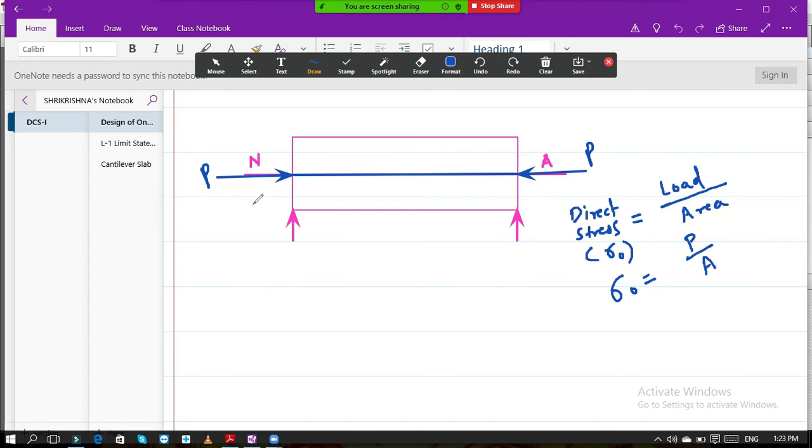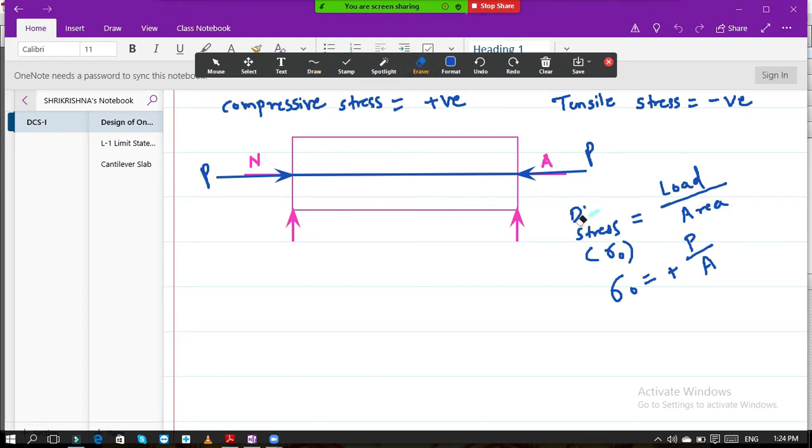Okay. And this force is a compressive force, hence the stress developed is compressive stress, and our sign convention is, if the compressive stress is there, then we will consider it as positive. If the tensile stress is there, then we will consider it as negative. So this is compressive stress, so we will consider this stress as a positive stress.